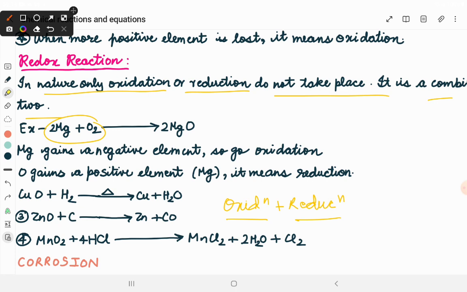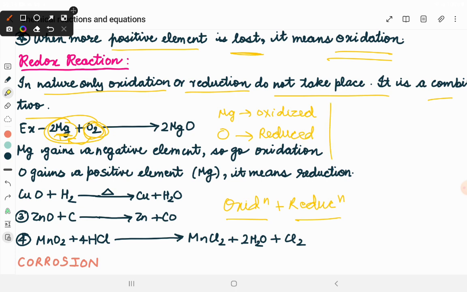Look here very carefully. You can see that Mg is gaining oxygen. You know oxygen is more electronegative. So Mg is gaining oxygen, which means Mg is oxidized. Similarly for oxygen, I told you if a more positive element is gained, that time it is reduction. So for oxygen, we have a positive element which it is getting, so it is reduced.